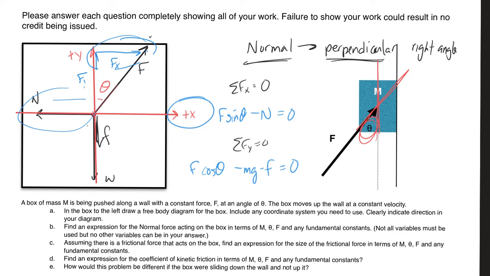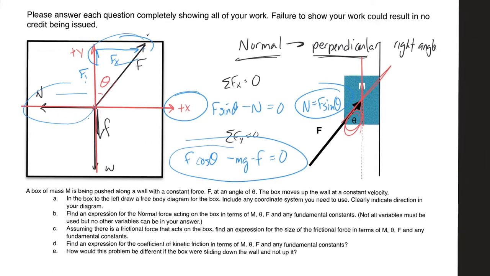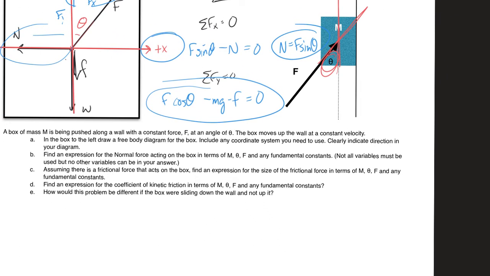Yeah, I can. So what we've done actually solves B and probably solves another one, but the answer to B was just normal force equals F sine theta. When I go to C, it says assume there's a frictional force acting on the box, find the expression for the size of the frictional force in terms of all those things. We can do that right now because we have net force in the y direction completed. So we can solve for that answer, C. That would just be solving this for F. So F equals F cosine theta minus mg.